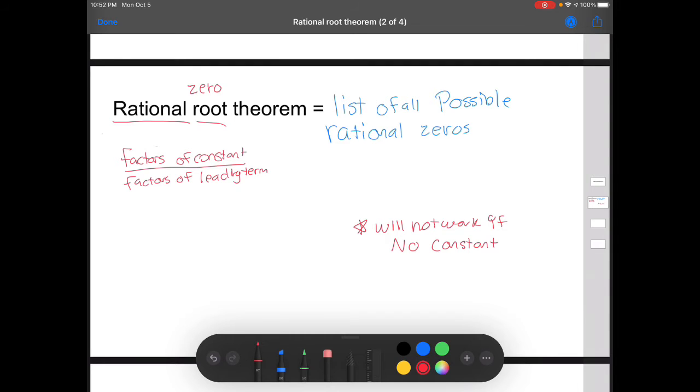So what this will do is, in the next few lessons, we're going to learn a different method to find zeros other than factoring. And this method will make it easier because you'll have a list you can narrow down using the other methods we're about to learn. Right? So this just gives you a list, and then from the list you can narrow it down to exactly what they are. Right? So that's what the rational root theorem is. This will take the factors of the constant over the factors of the leading term.